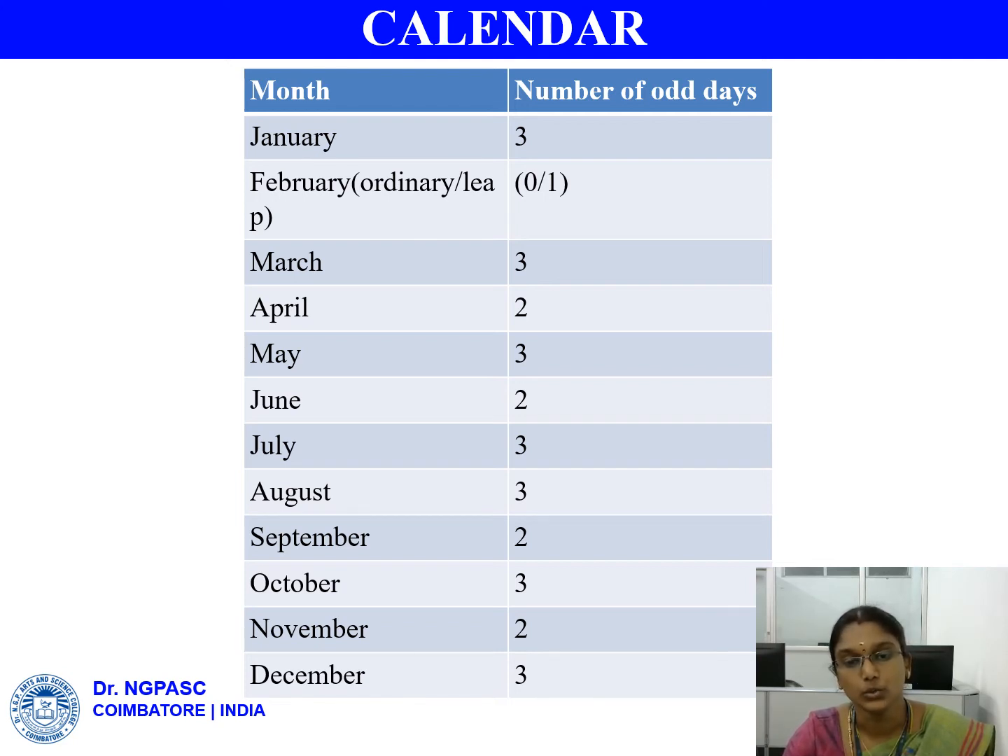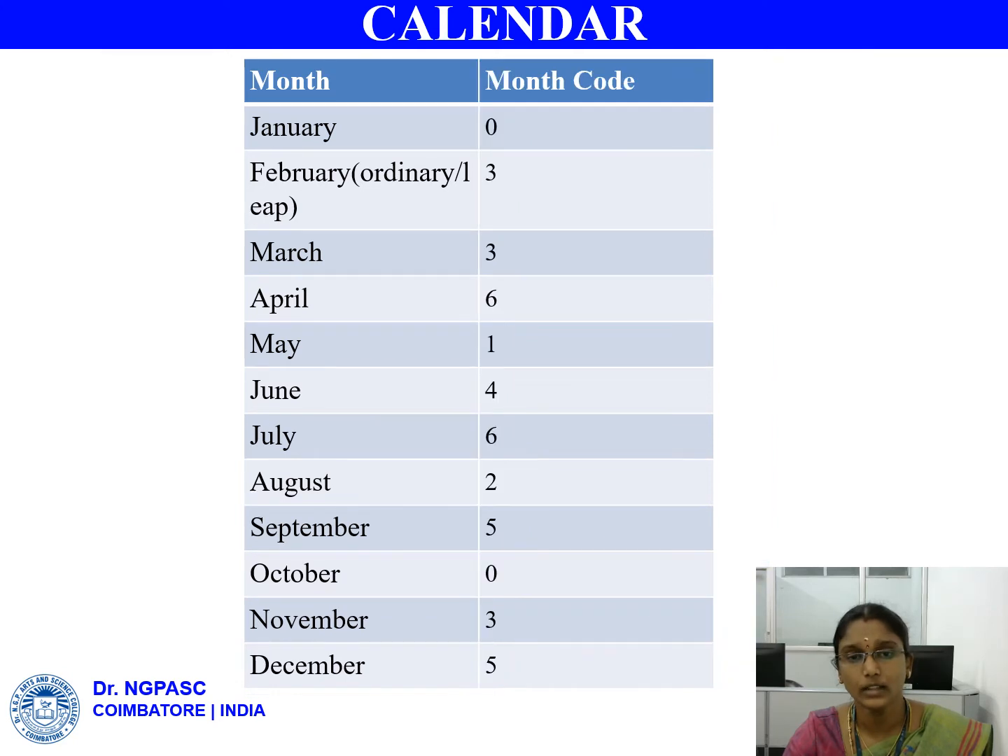May 3, June 2, July 3, August 3, September 2, October 3, November 2, December 3. Next, this is the month code. Using this month code, we find out the calendar problems. January code is 0, February code is 3, March code is 3 and April code is 6, May code is 1, June is 4, July is 6, August is 2, September is 5, October is 0, November is 3 and December is 5.